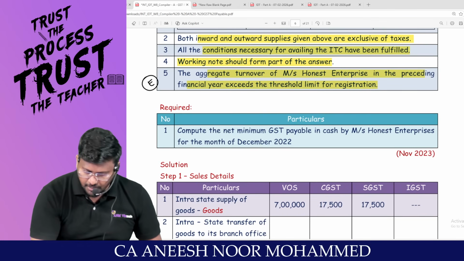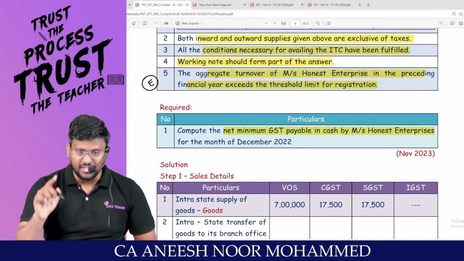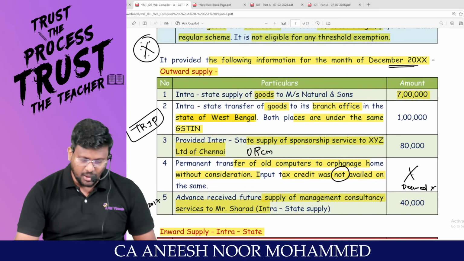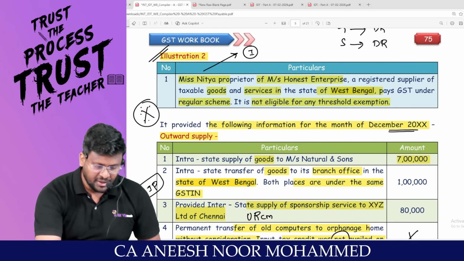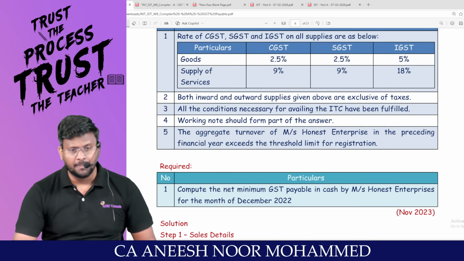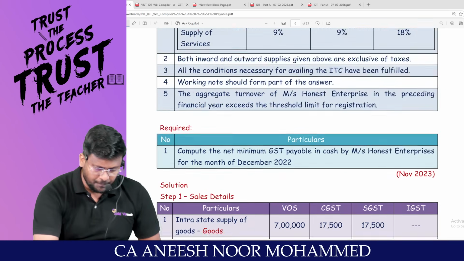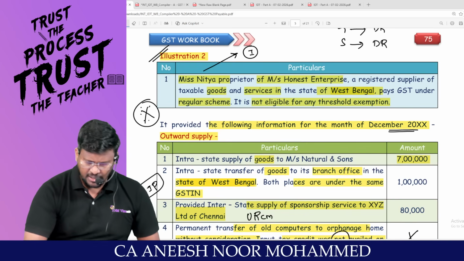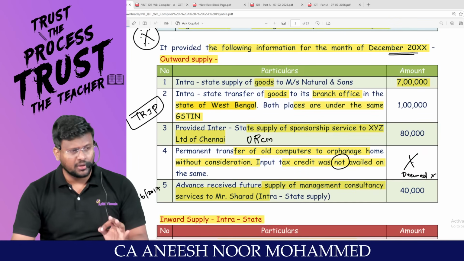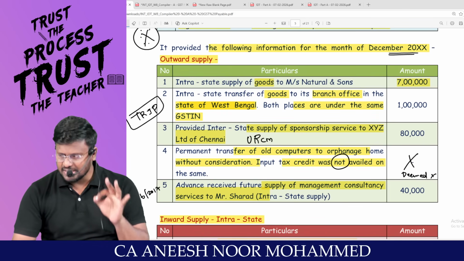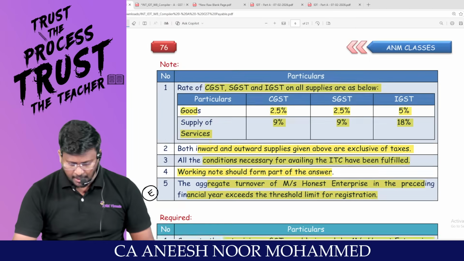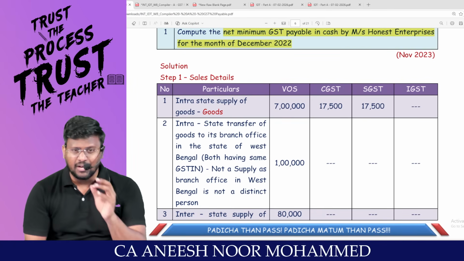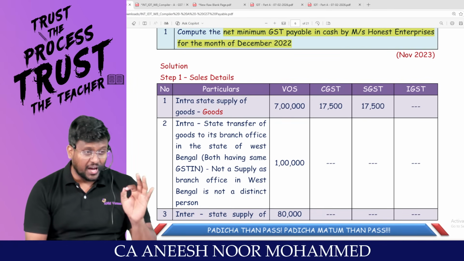Compute the net minimum GST payable in cash by Mrs. Honest Enterprises for the month of December 2022 is the question. We are going to follow what analysis? SPENT analysis. S stands for sales details. P stands for purchase details. E stands for expenses details. Then, sir, N stands for net ITC. And the last one, T stands for tax payable. Come on, be very specific. I will highlight the nooks and corners of the question where you will go wrong.